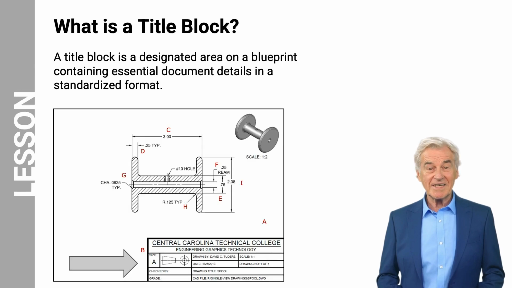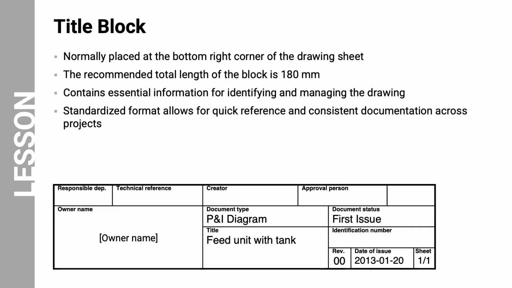In order to gather the necessary information about a blueprint, a title block is used. Title blocks provide general information about the blueprint that should be known before using the content of the blueprint itself. A title block, which is normally placed at the bottom right corner of the drawing sheet, provides the details for easy understanding of the drawings.